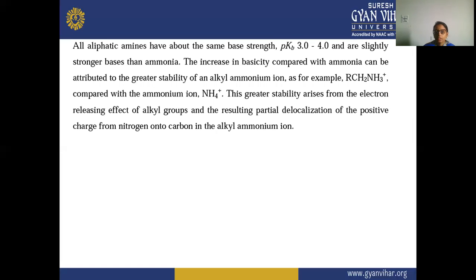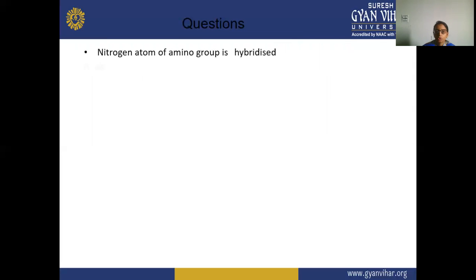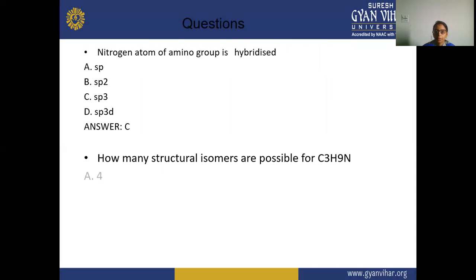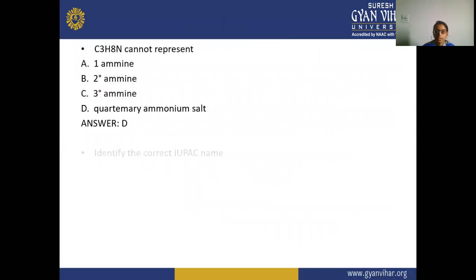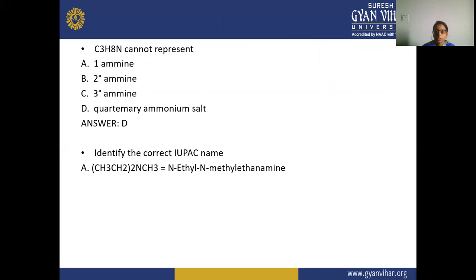For example, CH3NH3 positive is compared with the ammonium ion, NH4 positive. The greater stability arises from the electron releasing effect of the alkyl group and the resulting partial delocalization of the positive charge from nitrogen onto carbon in the alkyl ammonium ion. The nitrogen atom of the ammonium group is sp3 hybridized. How many structural isomers are possible in this? That is 4. It cannot be represented by the quaternary ammonium salt.